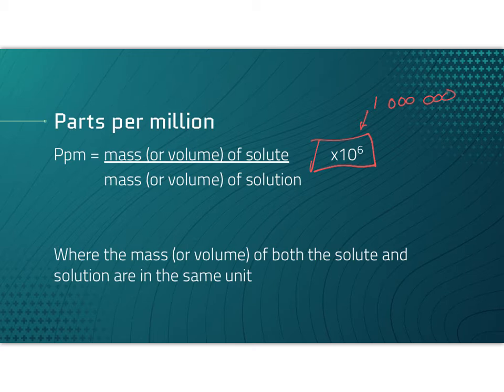What we do here is the masses need to be in the same unit. So we could use grams and grams, or we could use kilograms and kilograms. They just have to be the same. We can also use units of volume like milliliters and milliliters, or liters and liters. Again, they just need to be the same unit for both the solute and solution.